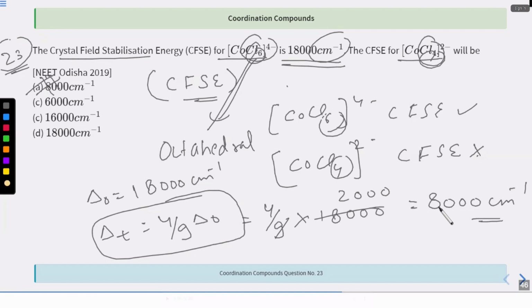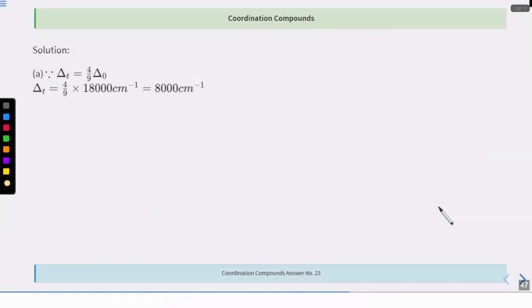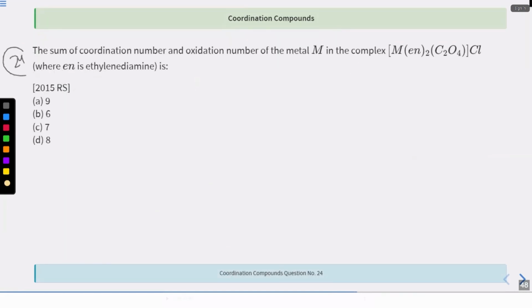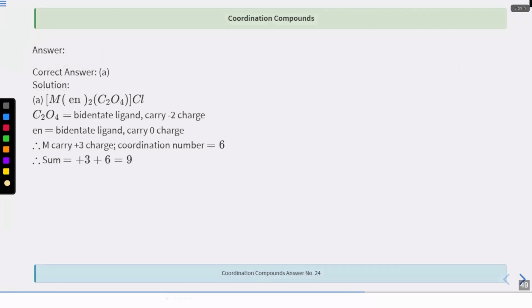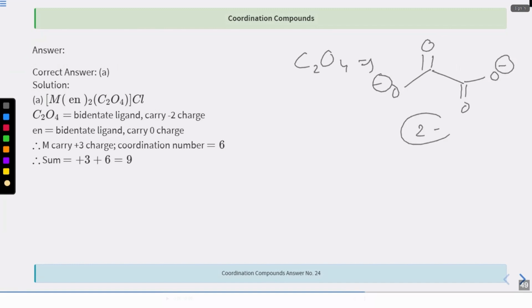Moving ahead with question number 24. The sum of the coordination number and oxidation number of the metal in this complex is what? En is ethylene diamine. So let's see. Men2C2O4Cl. C2O4, I told you yesterday also, has O minus, O minus, so these two minus give it 2 minus as its valency. It is a bidentate ligand because of these two; it coordinates from both sides.